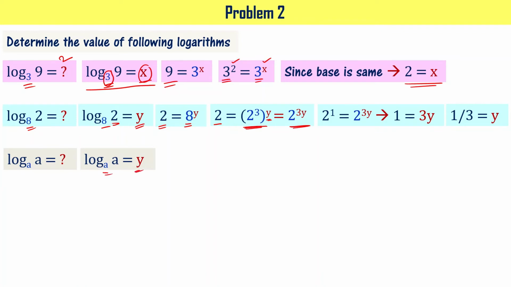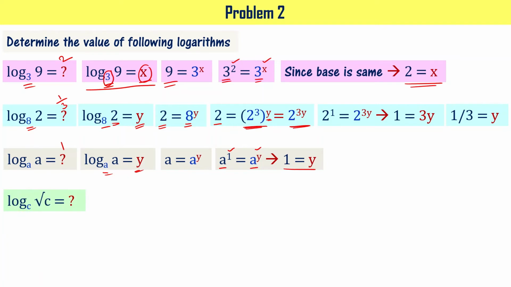This can be written in the exponential form as a power y equal to a, right? Can I write it as a power 1 equal to a power y? When I do that, since the base is same, I can equate the powers, 1 equal to y, right? So to answer the question, this is going to be 1. To answer the previous question, this is going to be y equal to 1 by 3, right?